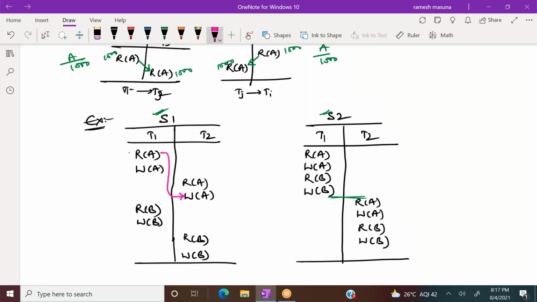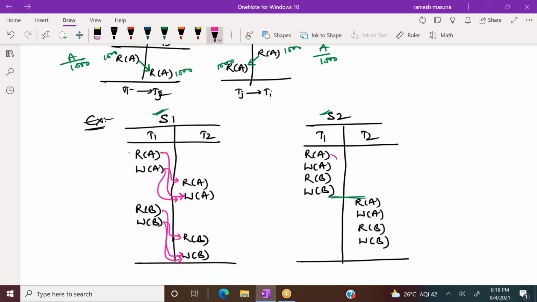Write A, read A is a conflict. Write A, write A is a conflict. Now look, read A, read B is not a conflict. Read A, write B is not a conflict. Why? Because these are A data items and this is B data. Write B is a conflict. Write B, read B is a conflict. Write B, write B is a conflict. Okay, these are the three conflicts.